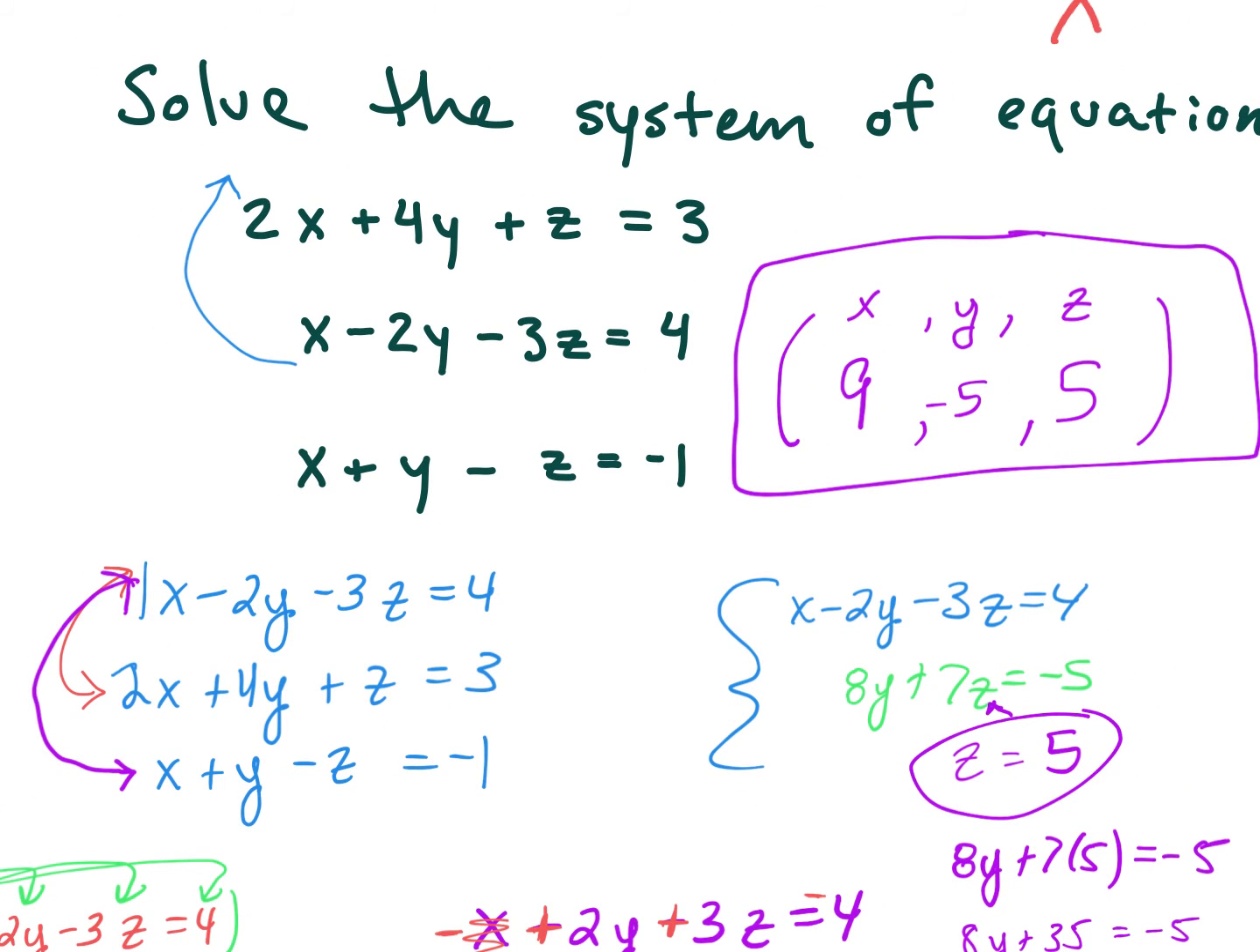So I have in the first equation 2 times positive 9 plus 4 times negative 5 plus 5. That should equal 3 when I hit enter, and it does. So now secondly, I'm going to say 9 minus 2 times negative 5 minus 3 times 5. When I hit enter, it should say 4, and it does. Now in the bottom equation, I have 9 plus a negative 5 minus 5. And when I hit enter, that should give me negative 1, and it does. So our solution is correct. That's a correct ordered triple.